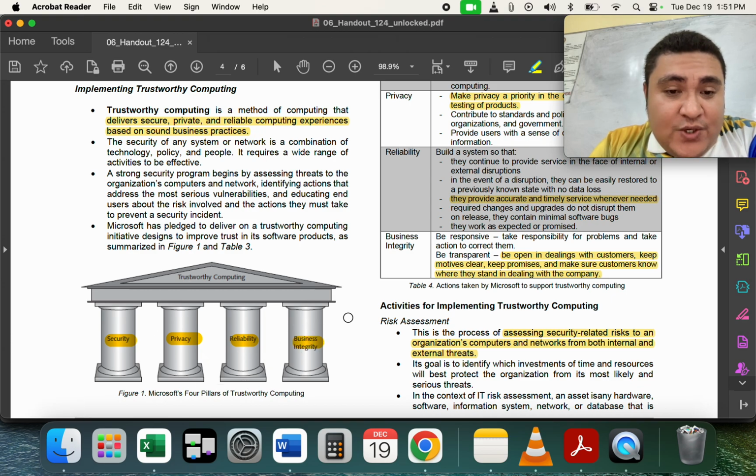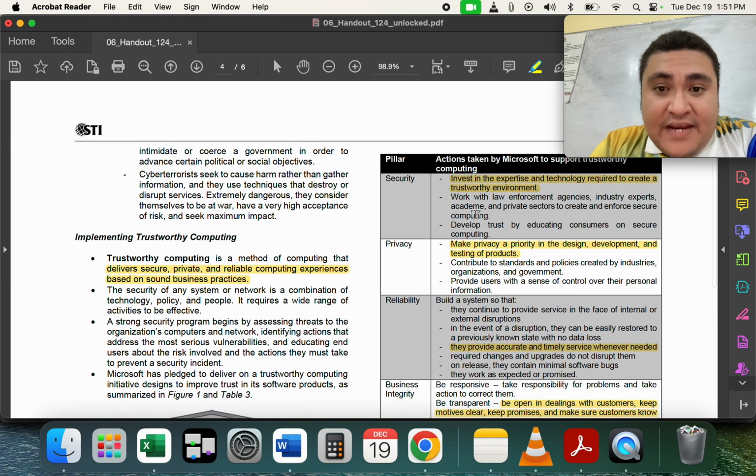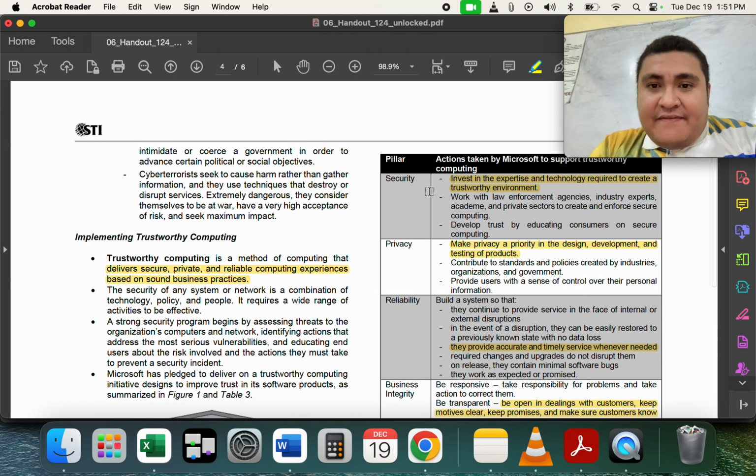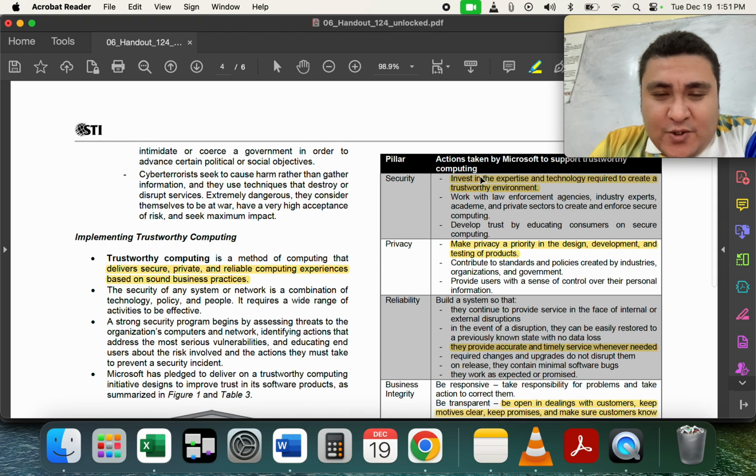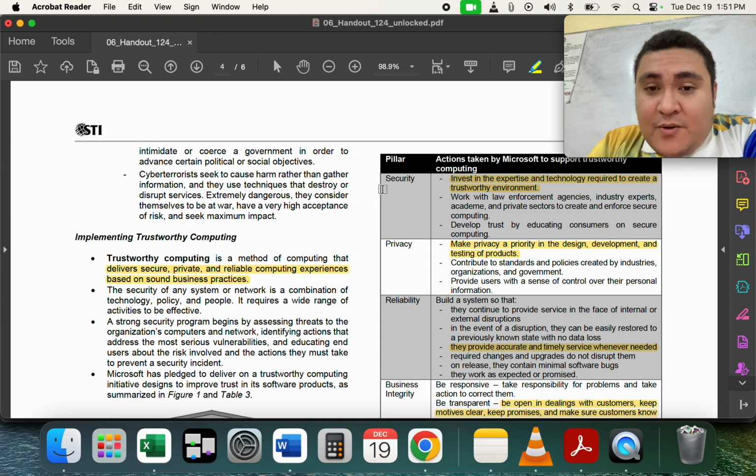Now, the best implementer of this is Microsoft because they really have certain pillars and the actions that need to be taken whenever they want to have trustworthy computing in a particular business. So I'll just mention a few and the rest you can just read, okay? The first one is security: we need to invest in the expertise and technology required to create a trustworthy environment. It means investing money in technology that will help with your security, not only physical security, but also computing security.